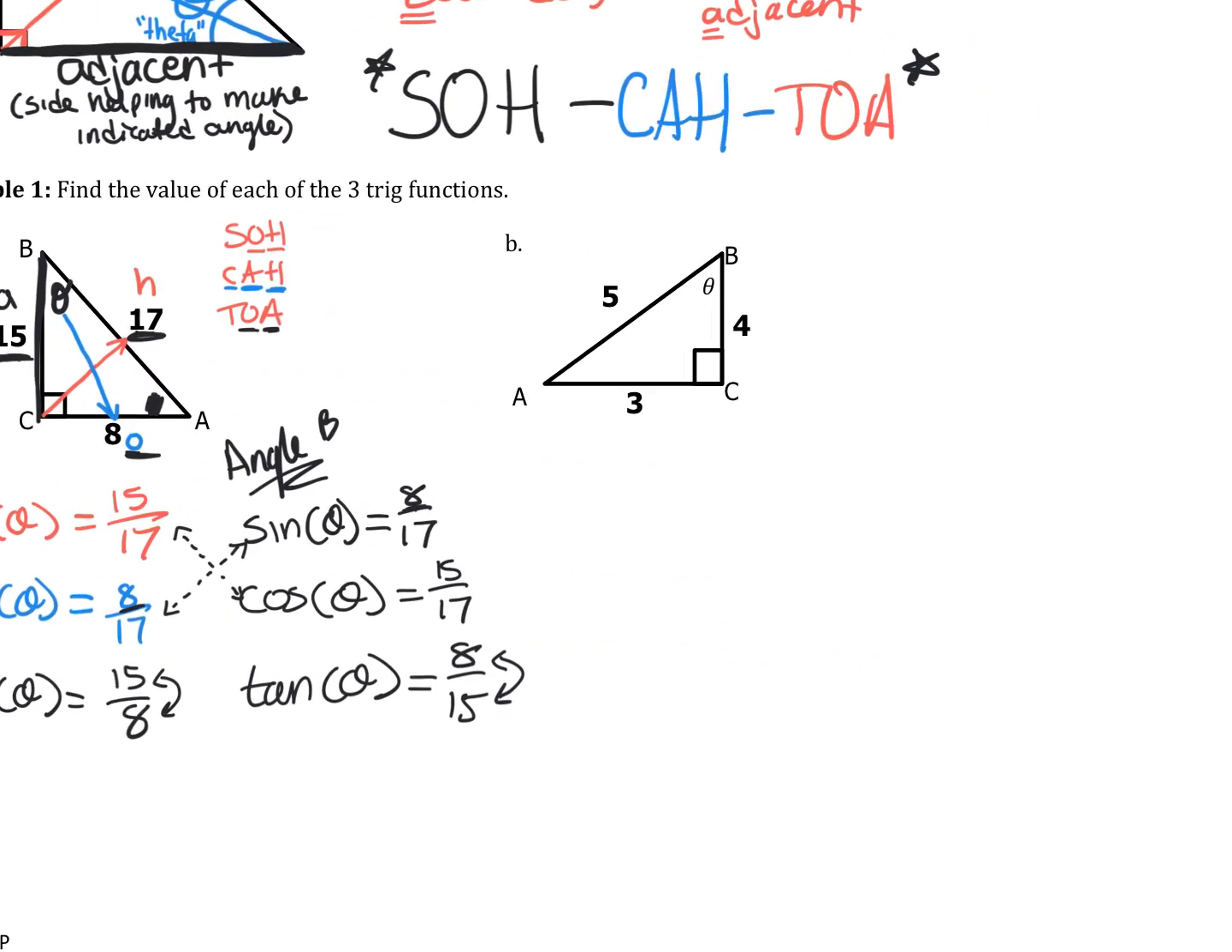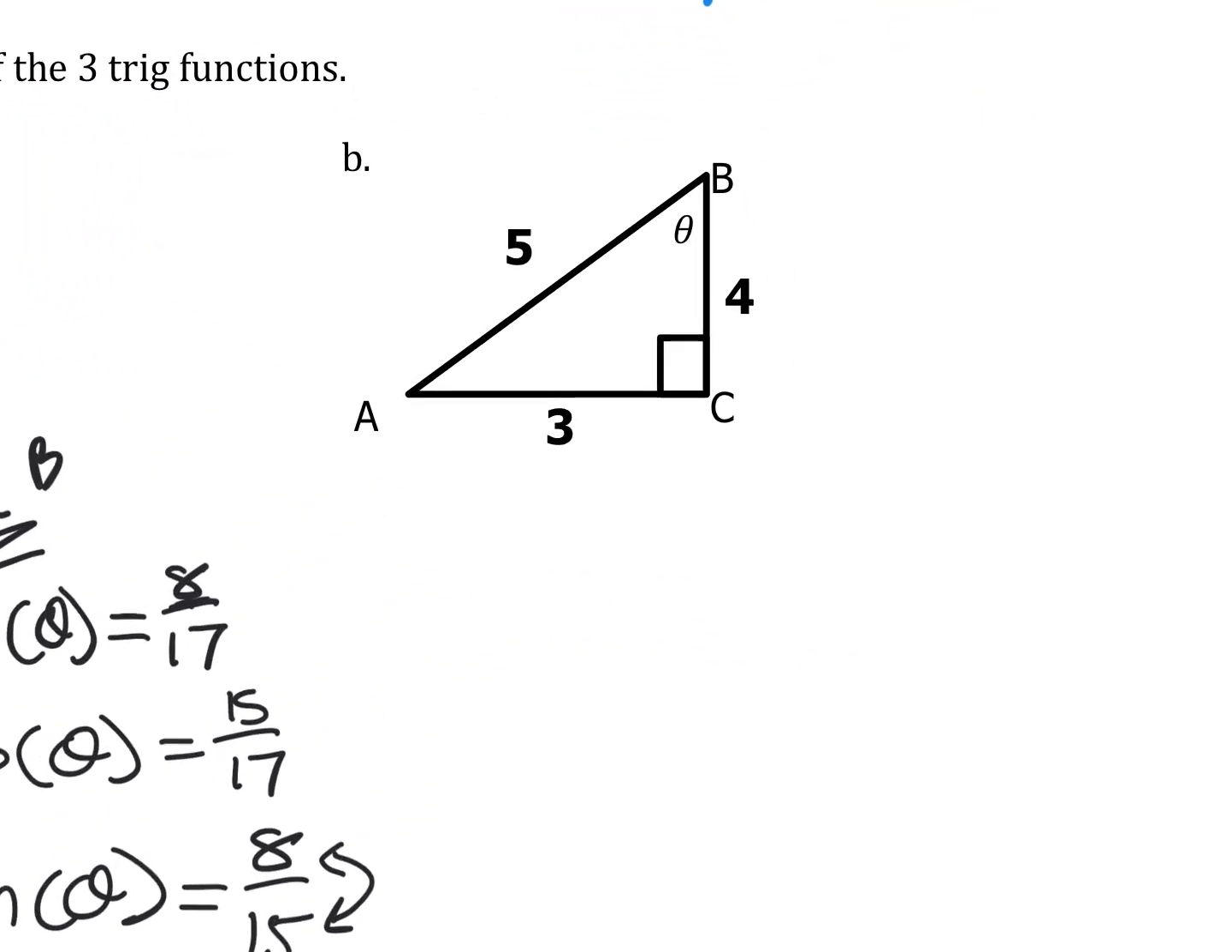Okay, so I want you guys to try letter B. So you're going to find all three trig functions. This angle B is the angle that we're looking at. So first thing you do is label your sides based off of that angle. We're just doing angle B, not angle A, just B. So label your sides and then set up your three trig ratios for angle B. Go ahead, try letter B.